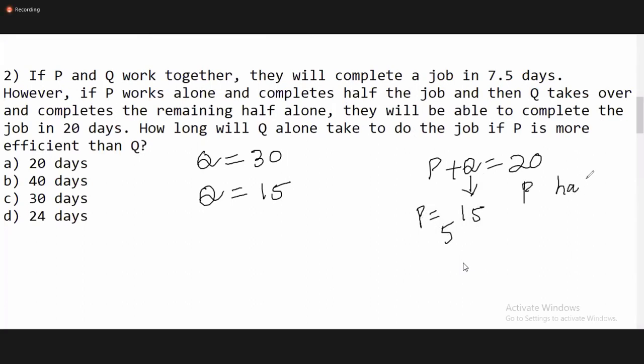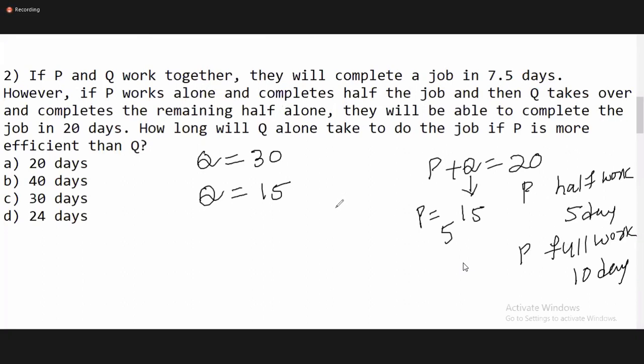Then P half work is 5 days. Then P full work is how many days? 10 days, right? Yes or no? P full work is 10 days.